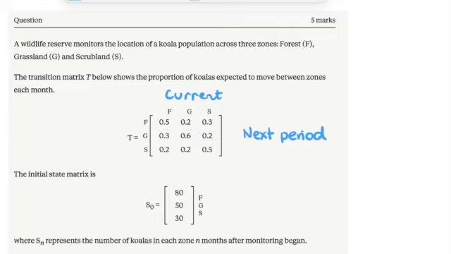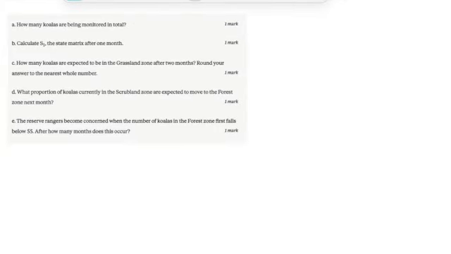Next, we can see our initial state matrix, which tells us that initially 80 koalas are in the forest, 50 koalas are in the grassland, and 30 koalas are in scrubland. Sn represents the number of koalas in each zone n months after monitoring begins. So now let's look at some questions. The first question, how many koalas are being monitored in total? Well, remember that we had 80 in our forest, plus 50 in our grassland, and then 30 in our scrubland. Adding those numbers up gives us 160 koalas.